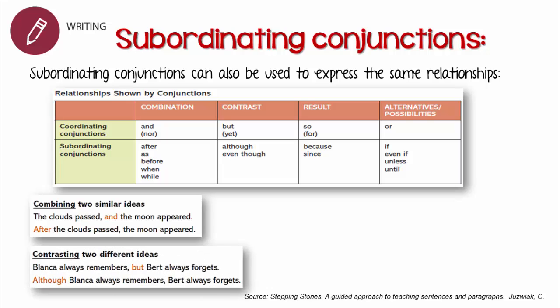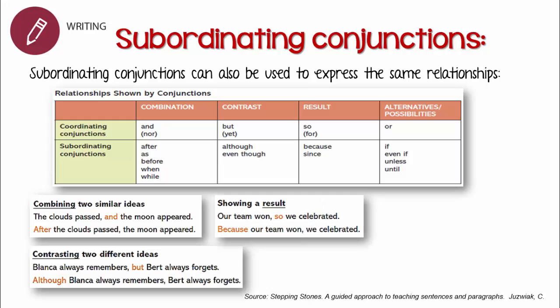Contrasting two different ideas. Blanca always remembers, but Bert always forgets. Compound sentence. Although Blanca always remembers, Bert always forgets. That is a complex sentence. Showing a result. Our team won, so we celebrated. That is a compound sentence. Because our team won, we celebrated. That is a complex sentence.